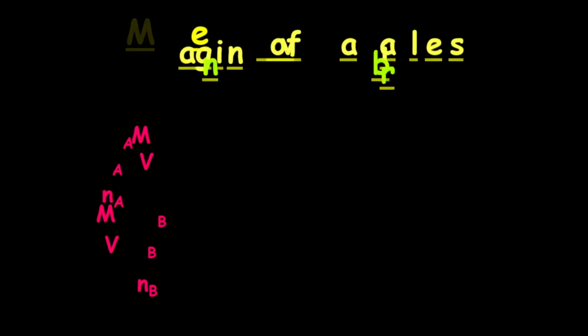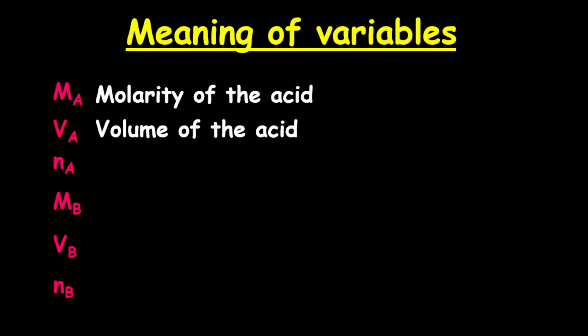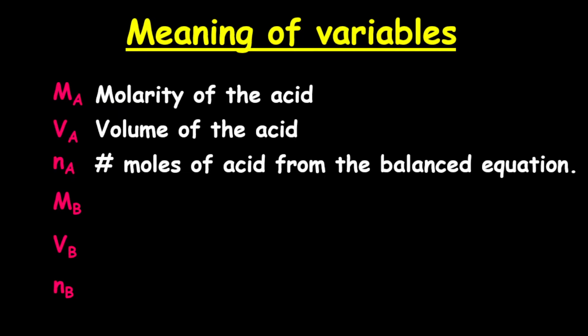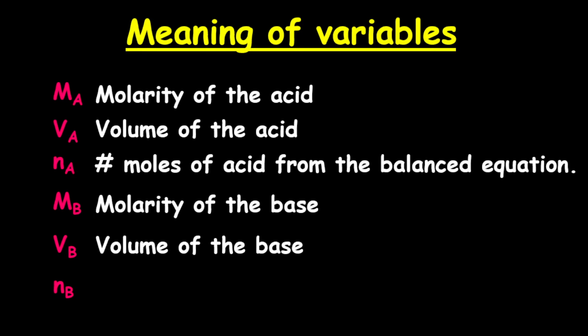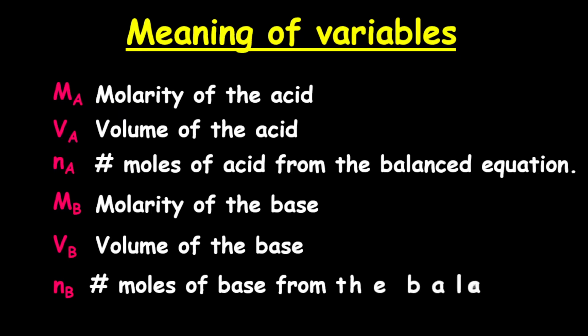A quick run through of the meaning of these variables. Ma is the molarity of the acid. Va is the volume of the acid. Na is the number of moles of the acid from the balanced chemical equation. Mb is the molarity of the base. Vb is the volume of the base, and Nb is the number of moles of the base from the balanced chemical equation.